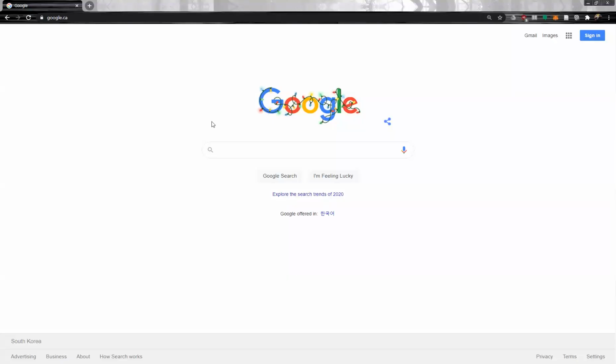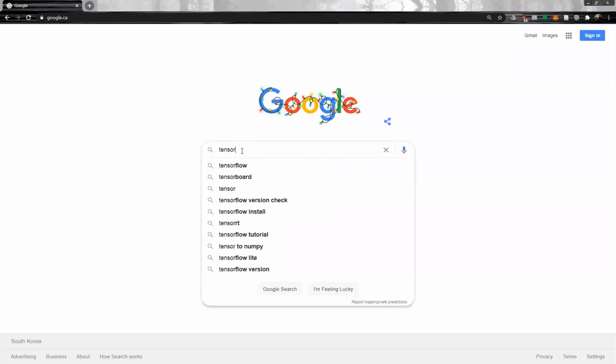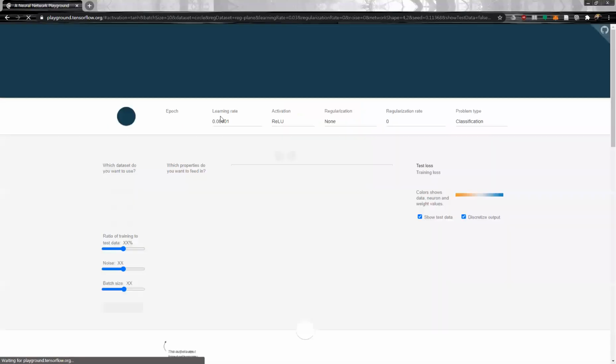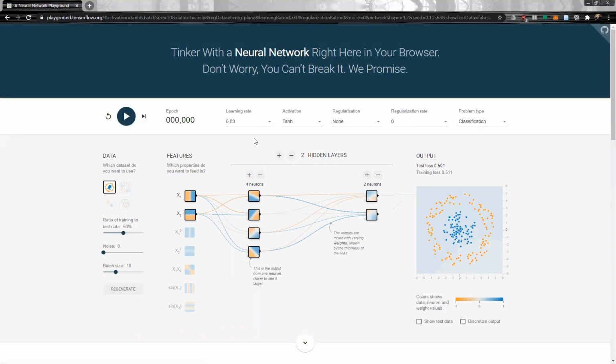Hello, we will learn neural network today. We will learn it with TensorFlow Playground. So, TensorFlow Playground. So neural network playground, TensorFlow. So yeah, we have some interesting ones.